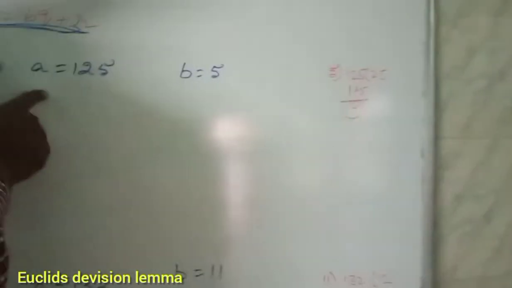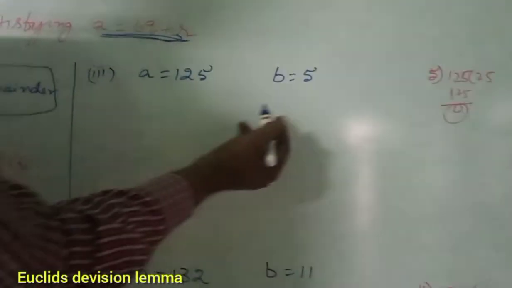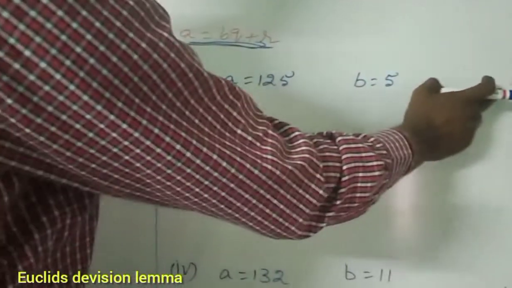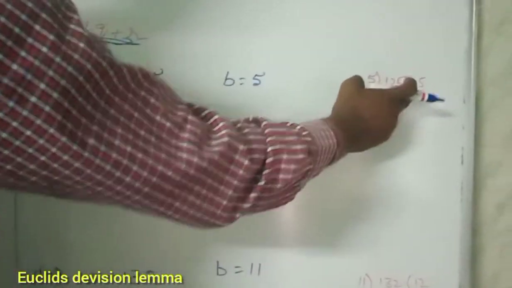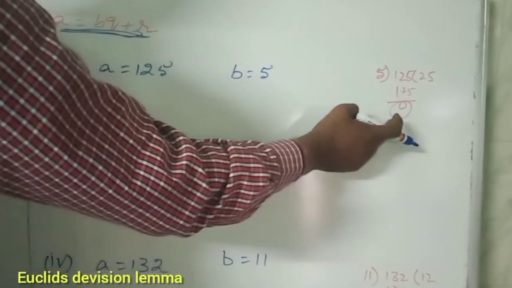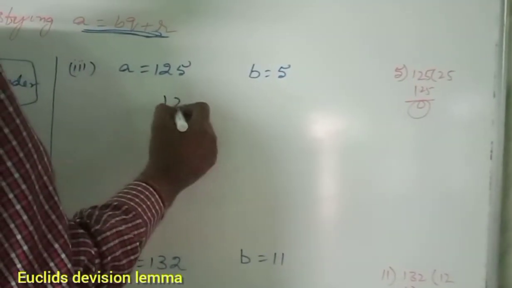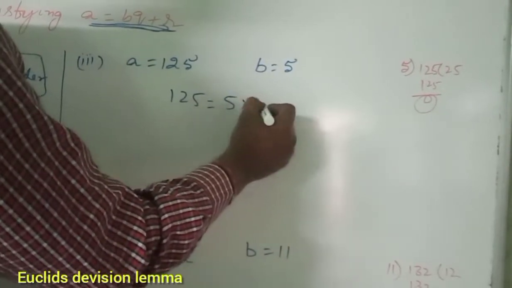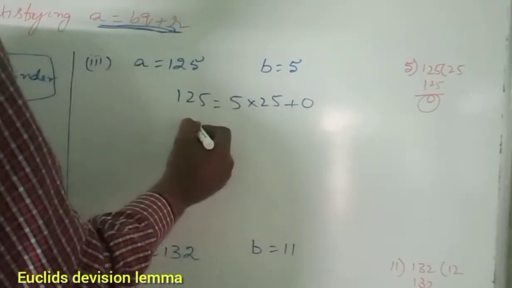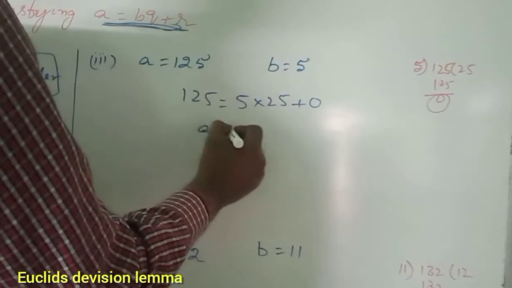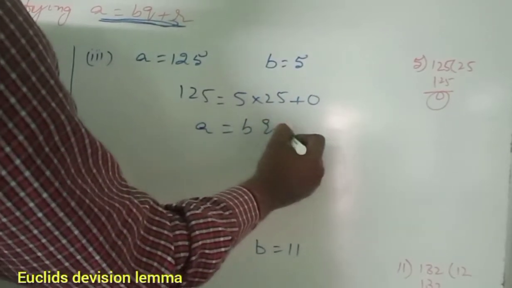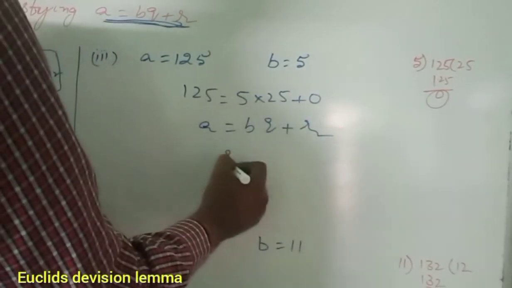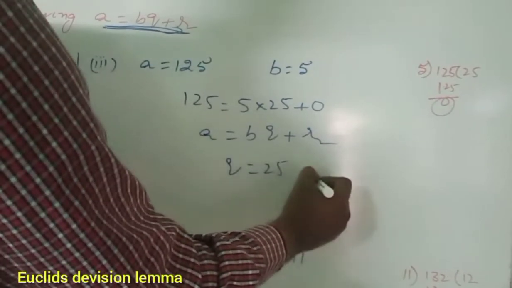Next, A is equal to 125, B is equal to 5. In general division, 5 how many times in 125? 5 25s are 125. Remainder value 0. So 125 is equal to 5 into 25 plus remainder 0. It is in the form of A is equal to BQ plus R. So Q is equal to 25 and R is equal to 0.